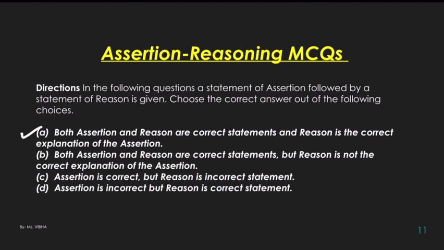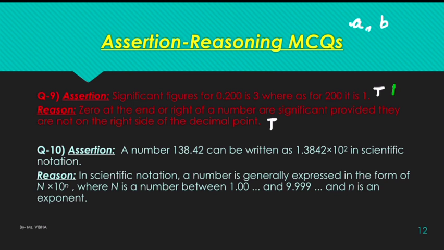That is, the option could be this option or this option. Now, how do we decide whether the reason is the correct explanation for the assertion or not? For that, we need to add "because" in between. Read both the statements together using "because" in between. If both the statements together make some sense, then it is the first option. But if the second statement does not make sense with the first statement, then it is option B.